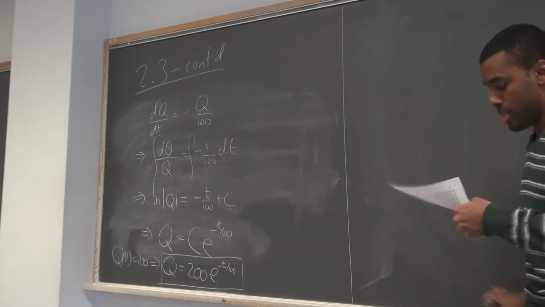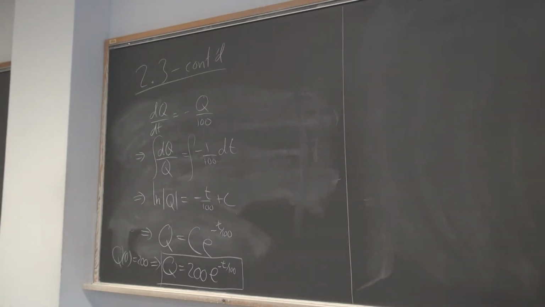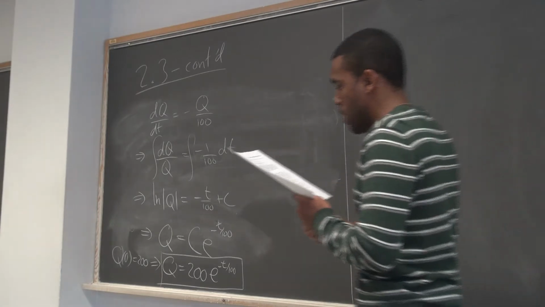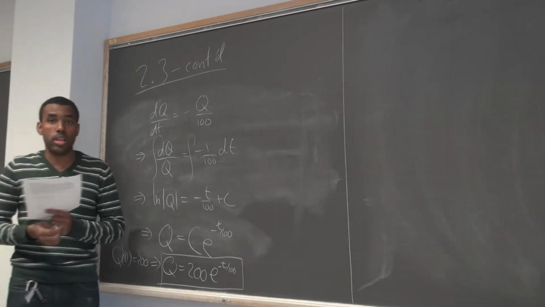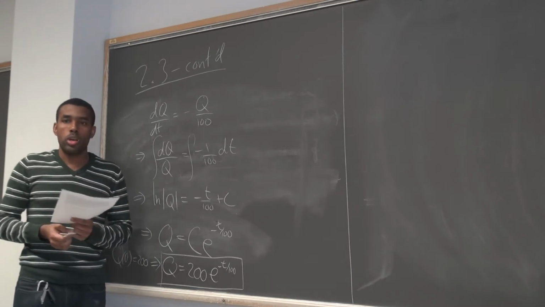Now I can start to answer the question. At what time will the concentration of the dye reach 1% of its original value? How do we figure that out?